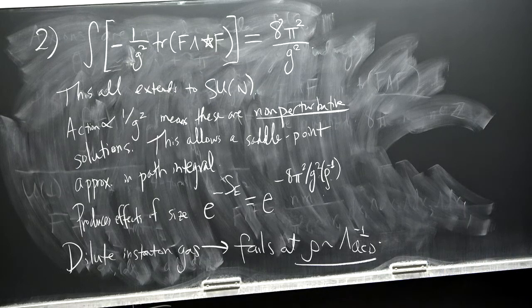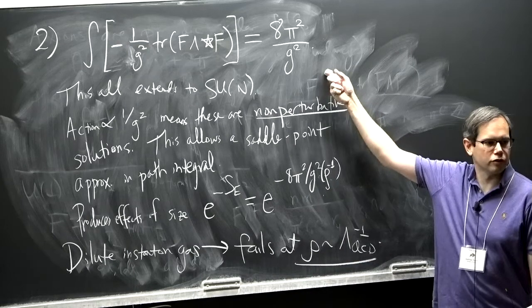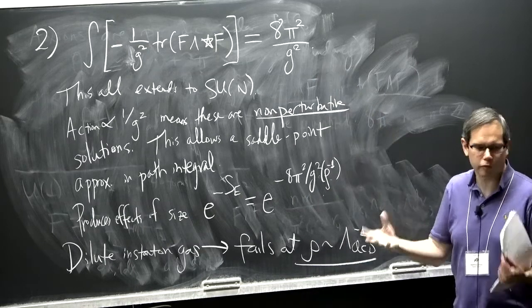Yeah? I'm a little confused about this failure at this scale, because I sometimes think about it as tunneling from one vacuum to another in the QCD vacuum, so you'd think that it would have to apply at that scale. Right. I guess I would say that there's still a sense in which you're summing over configurations that have this non-trivial topological number. They are part of your path integral.